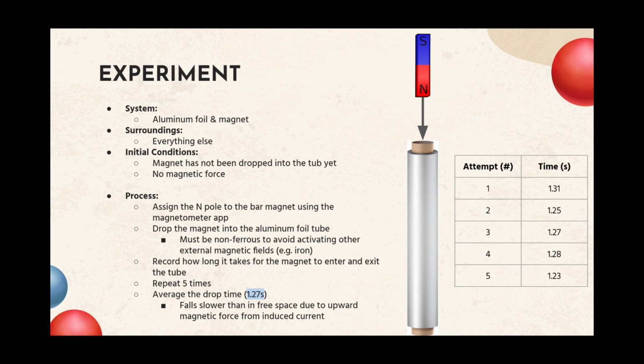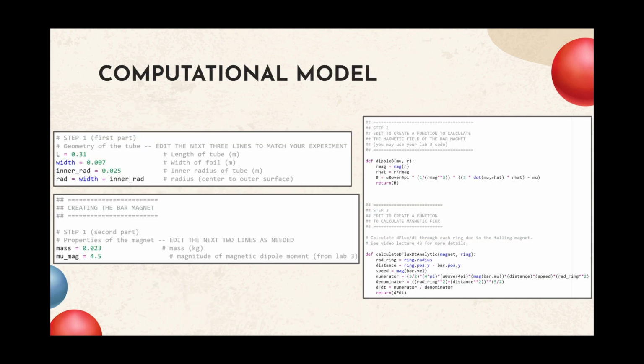The magnet falls slower than in free space due to the upward magnetic force from the induced current acting against gravity going downwards. Here's our computational model. We did the specifications of the tube, then we created the bar magnet, then we calculated the magnetic field of the bar magnet, and then we calculated the magnetic flux.